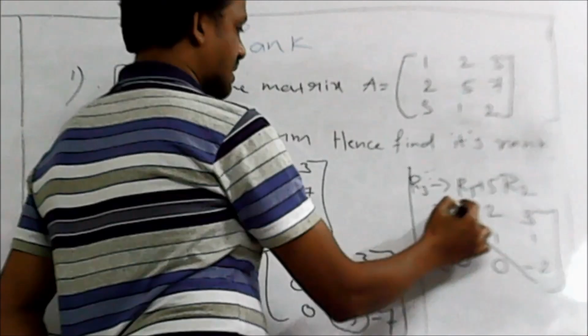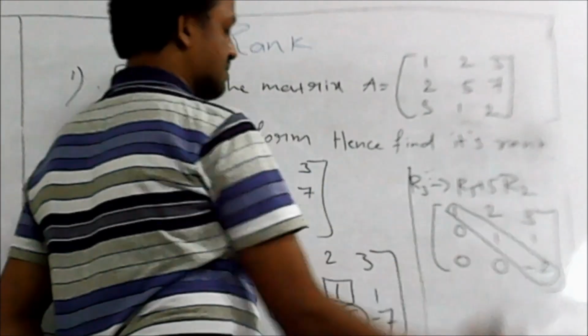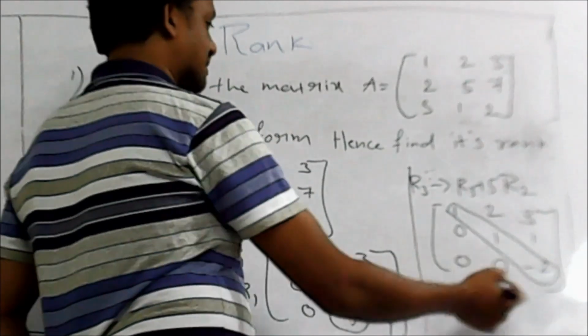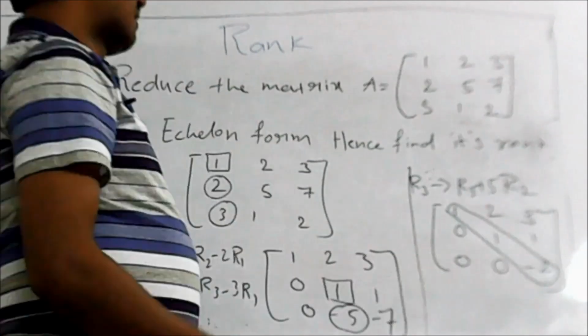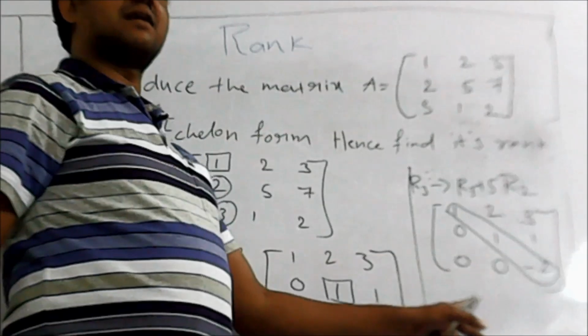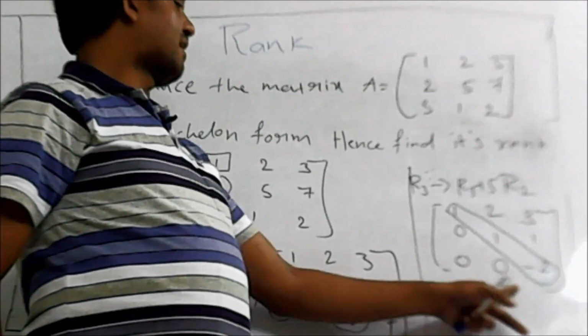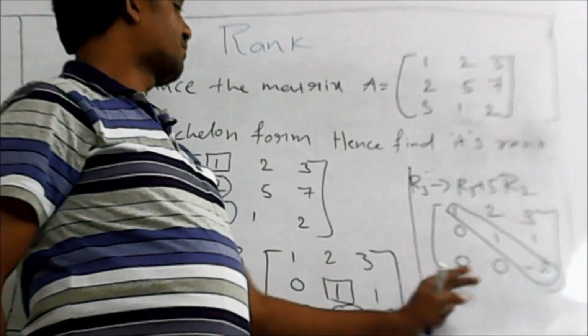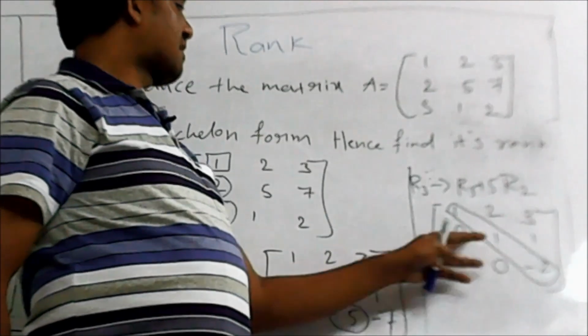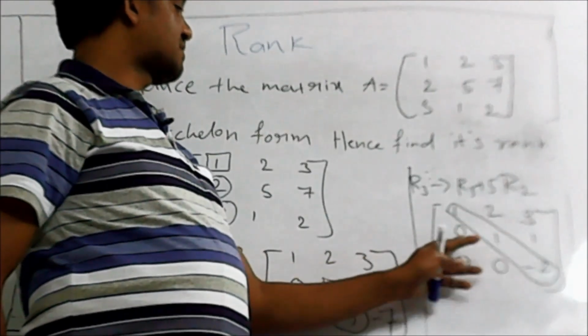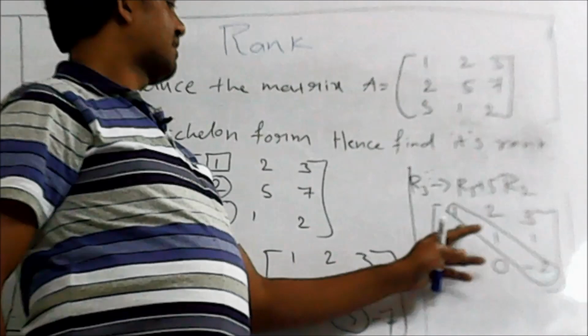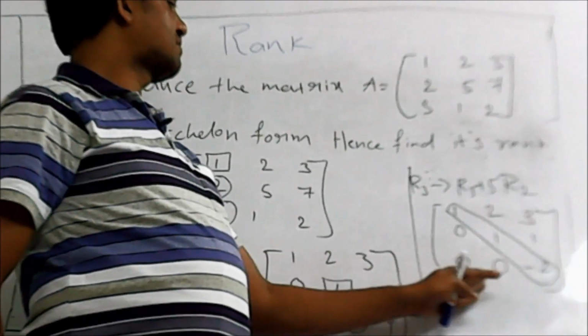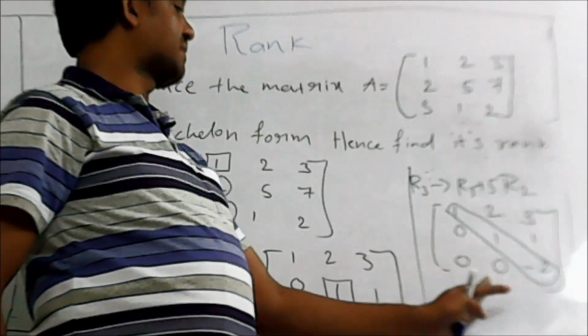Below the diagonal, all elements are zeros. So automatically it satisfies the row echelon form. See here, what is the property of row echelon form? Zero rows, if any, are in the last. There are no zero rows, so it is satisfied. The number of zeros before the non-zero element must be in increasing order. Here one single 0, here 2 zeros. So it satisfies all the properties of row echelon form.